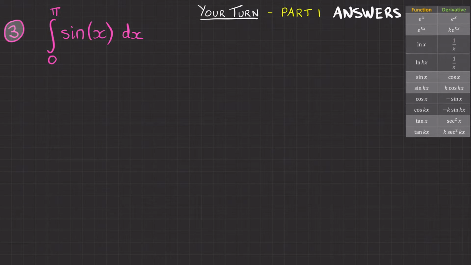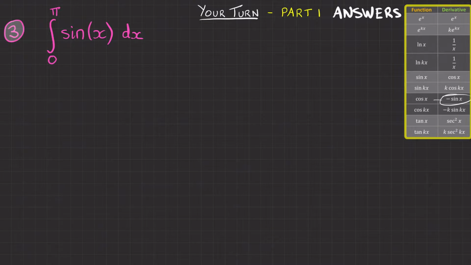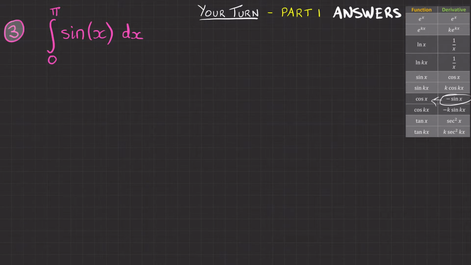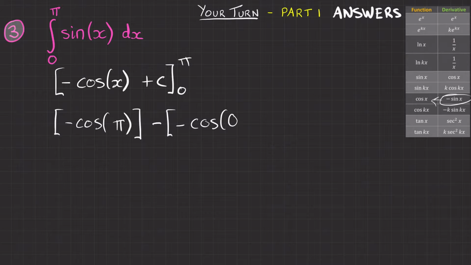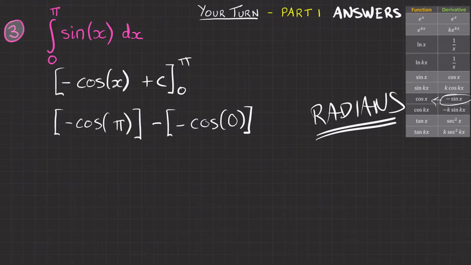We need to find where sine x is, which is here, and that becomes cos x, but with the opposite sign. So we'll have minus cos of x plus c, bounded by the points pi and 0. Substituting those points, so we'll have minus cos pi minus cos of 0. Remember, for when you're integrating, you need to be using radians. You can enter that into your calculator now, which equals 2.